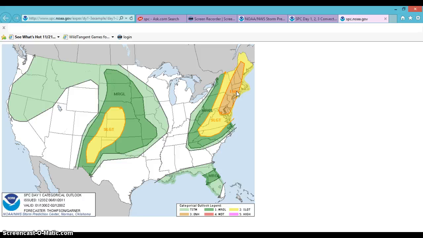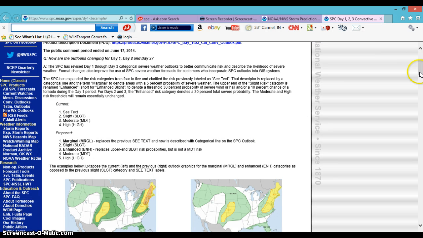One step higher than the slight, but it's when the threat is not quite at the threshold to be at the moderate risk category. So that's basically what the enhanced risk means. One step higher than the slight, one step lower than the moderate. And again, that's because this term slight risk, this is the best way of explaining it, can be very broad, and sometimes people do not take it as serious as they should be, because that term can be very broad.